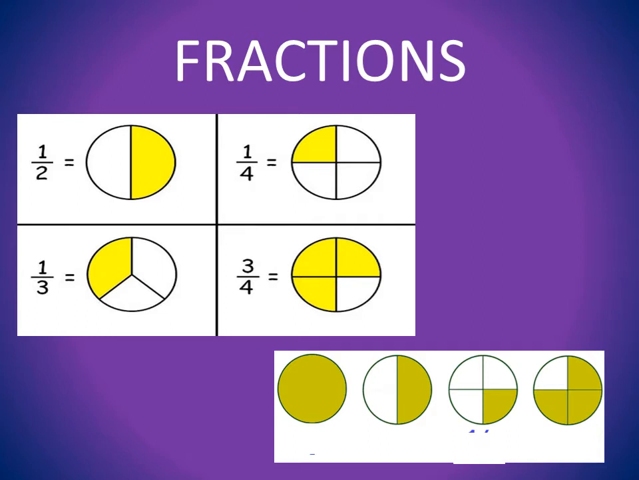Now we will go down. Here the full circle is being shaded, so it is a whole. That is 1 upon 1. So the answer will come 1, because the whole circle is being shaded. Now the next one, 1 upon 2. Third one, 1 upon 4. And the last one will be 3 upon 4.